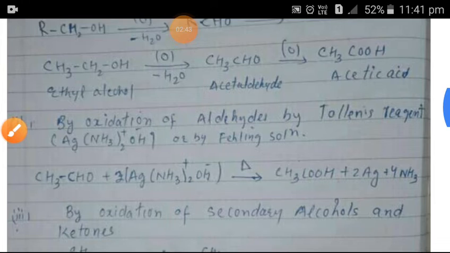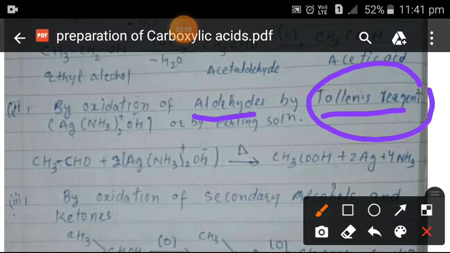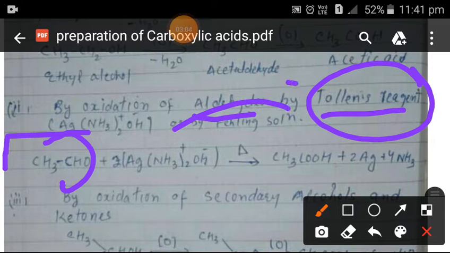Second, by oxidation of aldehydes by Tollens' reagent. These reactions have already been discussed. You may remember the silver mirror test, when aldehydes were used as a reducing agent in order to reduce the Tollens' reagent. Clear?